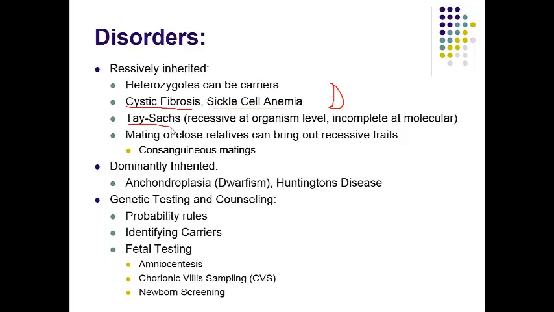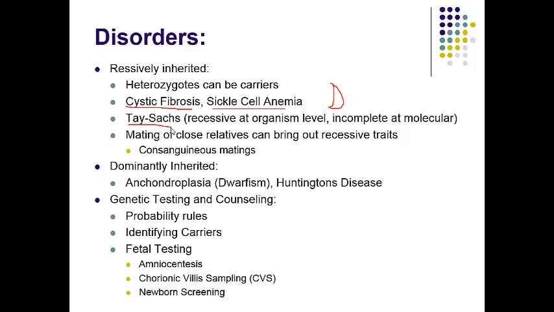Now, Tay-Sachs is recessive at the organismal level. It's actually incomplete dominance at the molecular level. If the individual is a heterozygote, they're actually making half functional proteins and half non-functional proteins. So their brain is only able to digest half the amount of lipids. So there you see where it's incomplete dominance. However, digesting half the amount of lipids is still enough to allow that person to live.